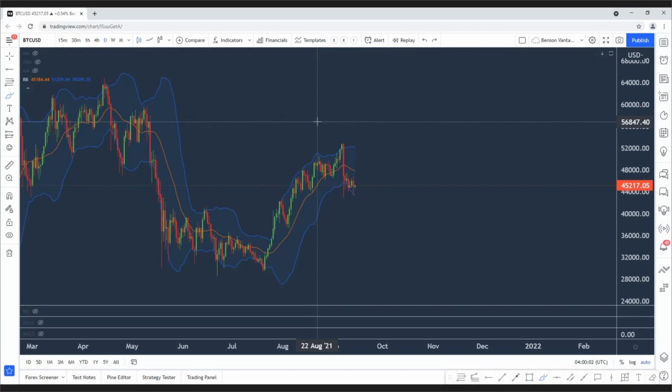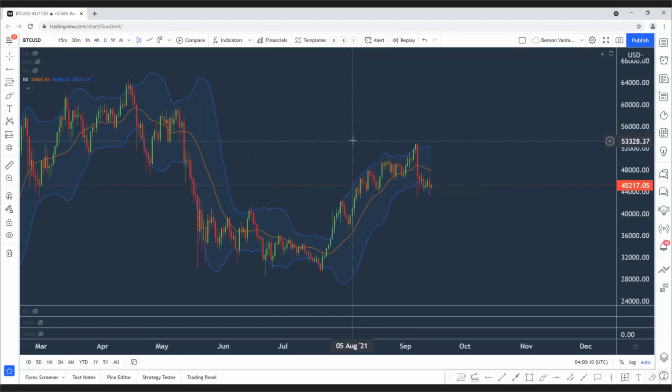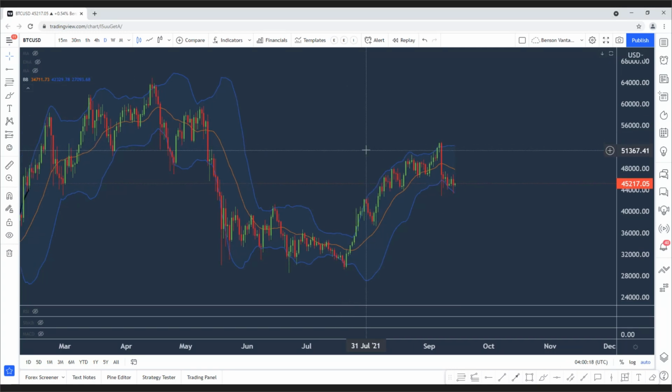But that is not the main reason why. There are other factors that caused the drop. I'm just showing you some examples. You can use the Bollinger Band to determine whether the price is overbought or oversold.